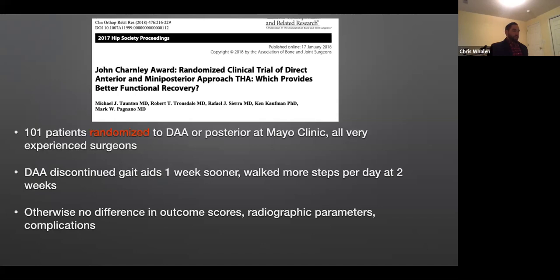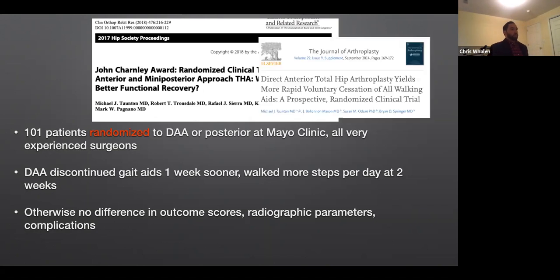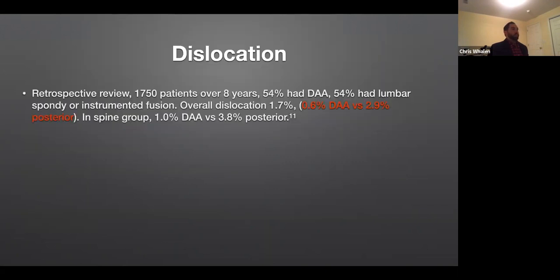Jeremy brought this one up. I think it's an interesting study that's quoted a lot and used to defend both points, but 100 patients randomized DA or posterior at Mayo Clinic. Very good surgeons performing both approaches. And the DA got off their walker or cane a week sooner and was doing more steps, and no difference otherwise. So the posterior guys point to this and say there's no difference long term, but I think from a patient perspective, if you tell them that there's no difference long term and they're going to do better in the short term, I think you know which way patients are going to go. And Dr. Ton did a very similar study at Ortho Carolina, again showing 1 week sooner off gait aids.